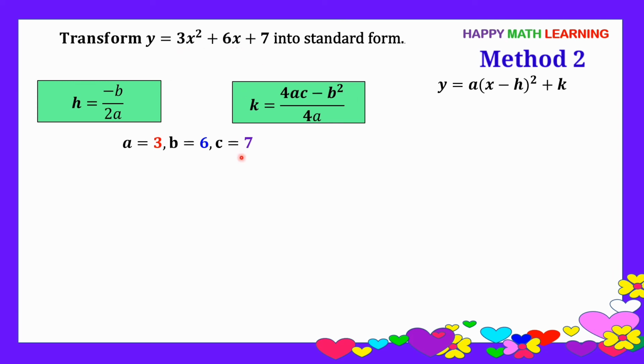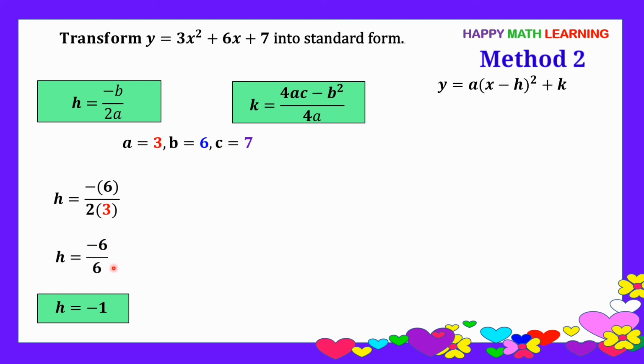And now, use h equals negative b over 2a, substitute the value of b and a to the formula of h. We get h equals negative 6 over 2 times 3. Negative times positive 6 equals negative 6. 2 times 3 equals positive 6. Negative 6 over 6, or negative 6 divided by 6, equals negative 1.